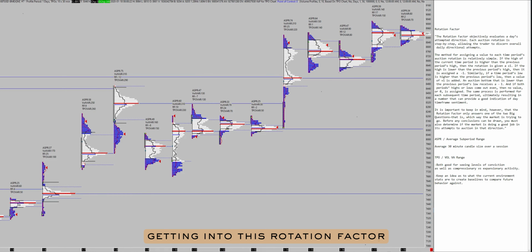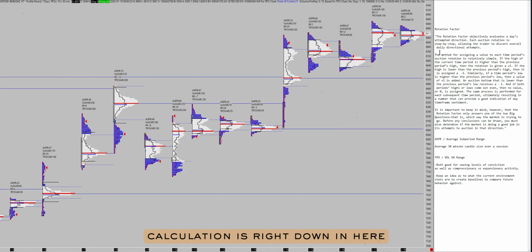So first things first, getting into this rotation factor. What I have right here is the actual exact description of what we're looking at, so we'll just cover this really quickly, and I'm just going to read this over. It's going to either be a positive number or a negative number. The rotation factor objectively evaluates a day's attempted direction. So like we said, the market trying to move upward, trying to move downward, or moving sideways. And remember, one of the most important questions, of the two questions we should always be asking, is what direction is the market trying to move, and is it doing a good job of getting there? Each auction rotation is a step-by-step, allowing the trader to discern overall daily direction attempts.